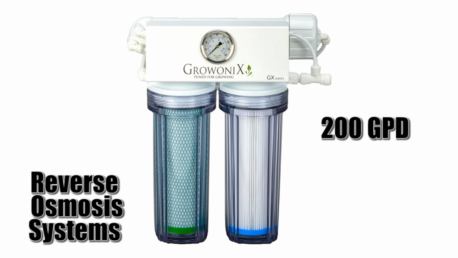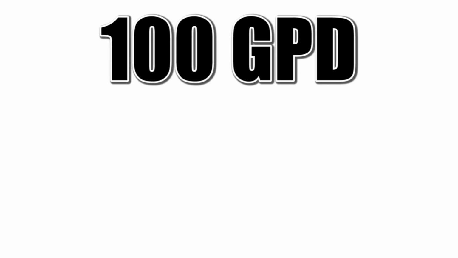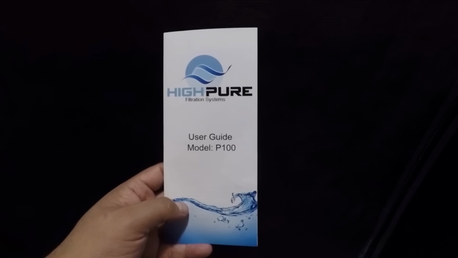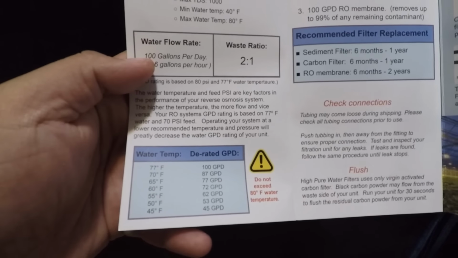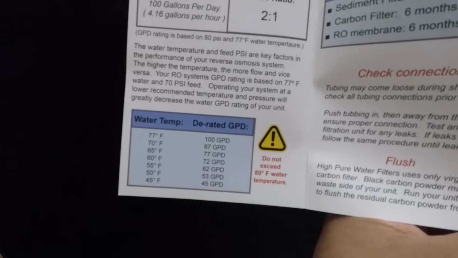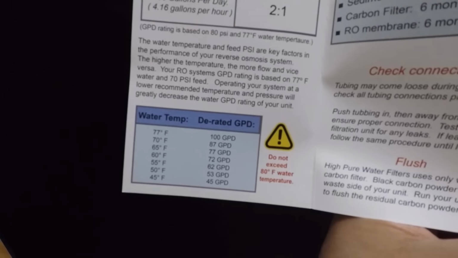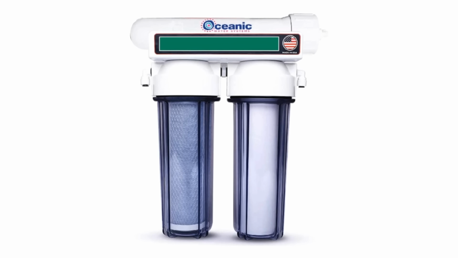RO systems are rated by the amount of water they can create in a single day. A 100 GPD unit will produce 100 gallons of water in one day. That's 100 gallons every 24 hours. But this is only going to happen if the temperature is 78 degrees and the pressure is anywhere from 40 to 60, or whatever the range is for the unit that you have. If the water's colder or the pressure is not sufficient, then it's going to take a lot longer than that. So when choosing an RO system, the question you should ask yourself is, how quickly do I need that water?